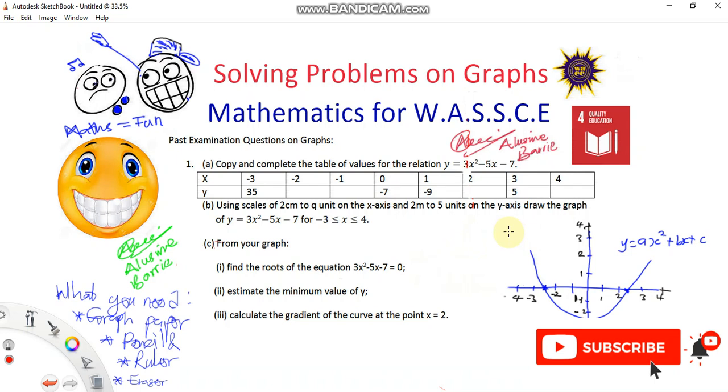The particular objectives for this lesson are for you to be able to complete tables of values for different relations. You'll be able to use scales of different units to draw your graphs and work with ranges. As you can see here, we have a range. You will also be able to use your graph to answer different types of questions, especially roots. You will also know how to estimate values, and how to find or calculate the gradient at a particular point on a graph. Without wasting time, let's go on and do it.